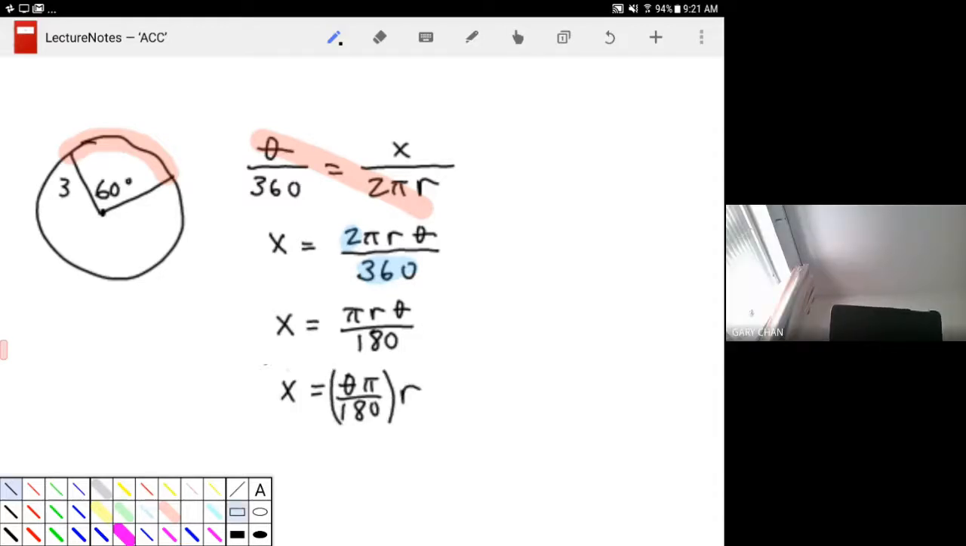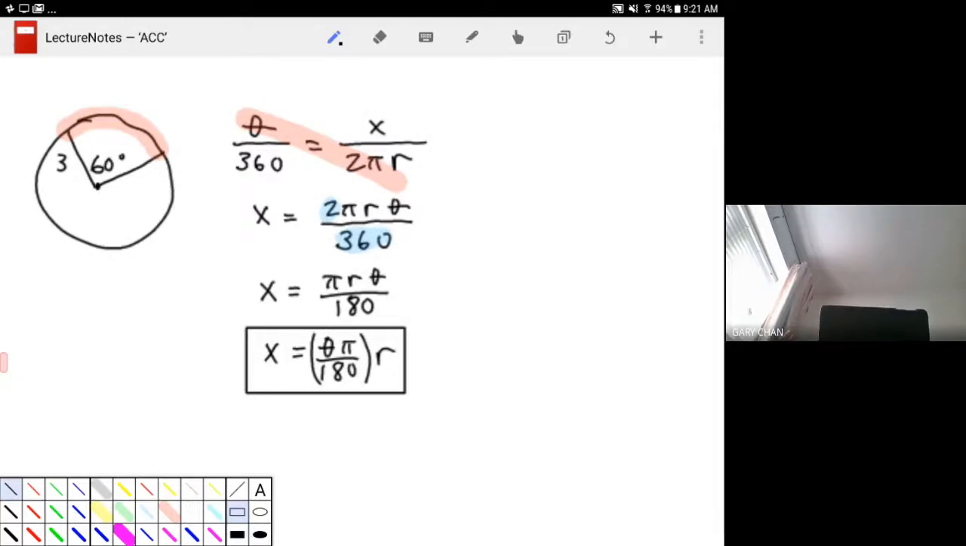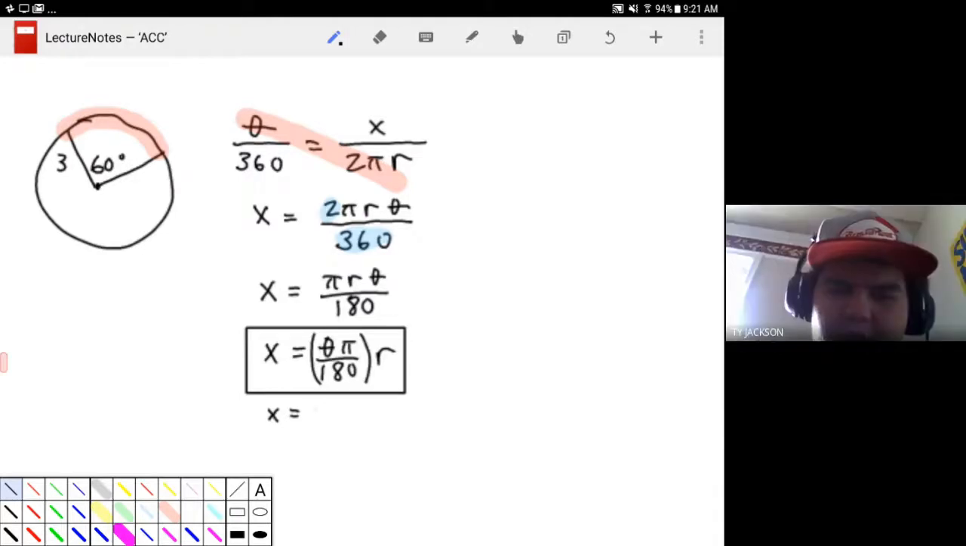This is going to be a formula that's going to come up over and over again. So it is a good idea just to keep that formula in mind as we go through the process. So right now, let's just keep all the different letters straight. X is equal to what again? What is that physically? Is that the arc length, radius, or is that the central angle? It's the arc length.